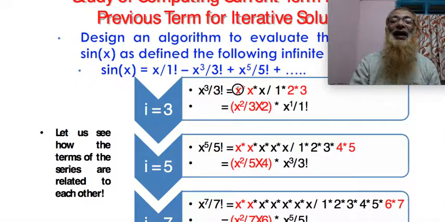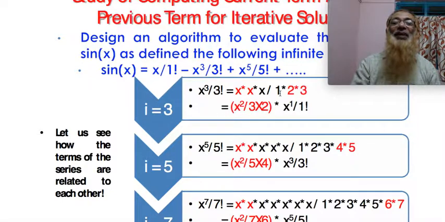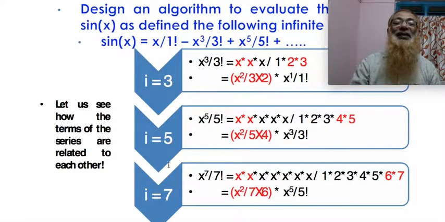See the items marked with red colors. We make them adjacent now. x into x becomes x square, 2 into 3, 3 into 2. And we have taken out the other terms here. x raised to 1 by 1 factorial. Similarly, see here, I becomes 5 this term.